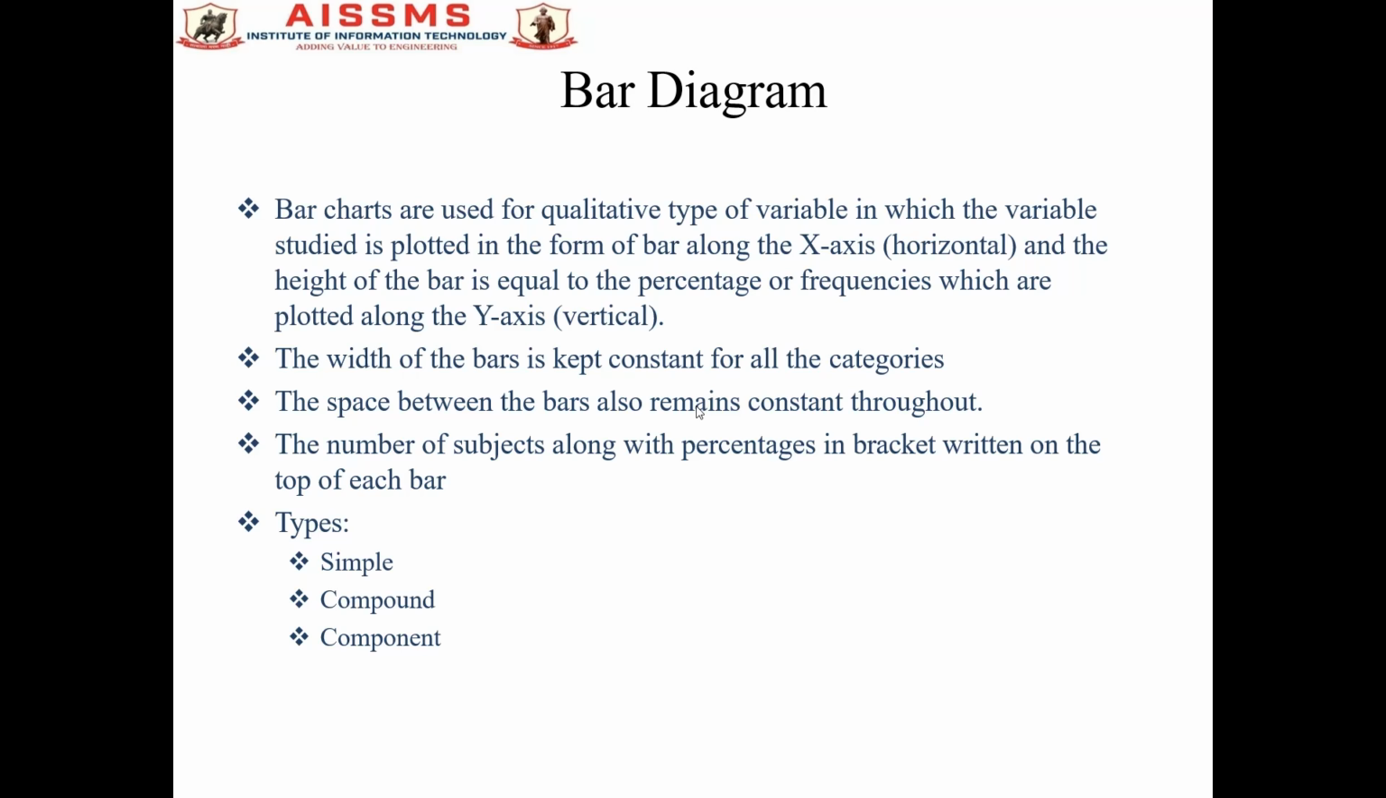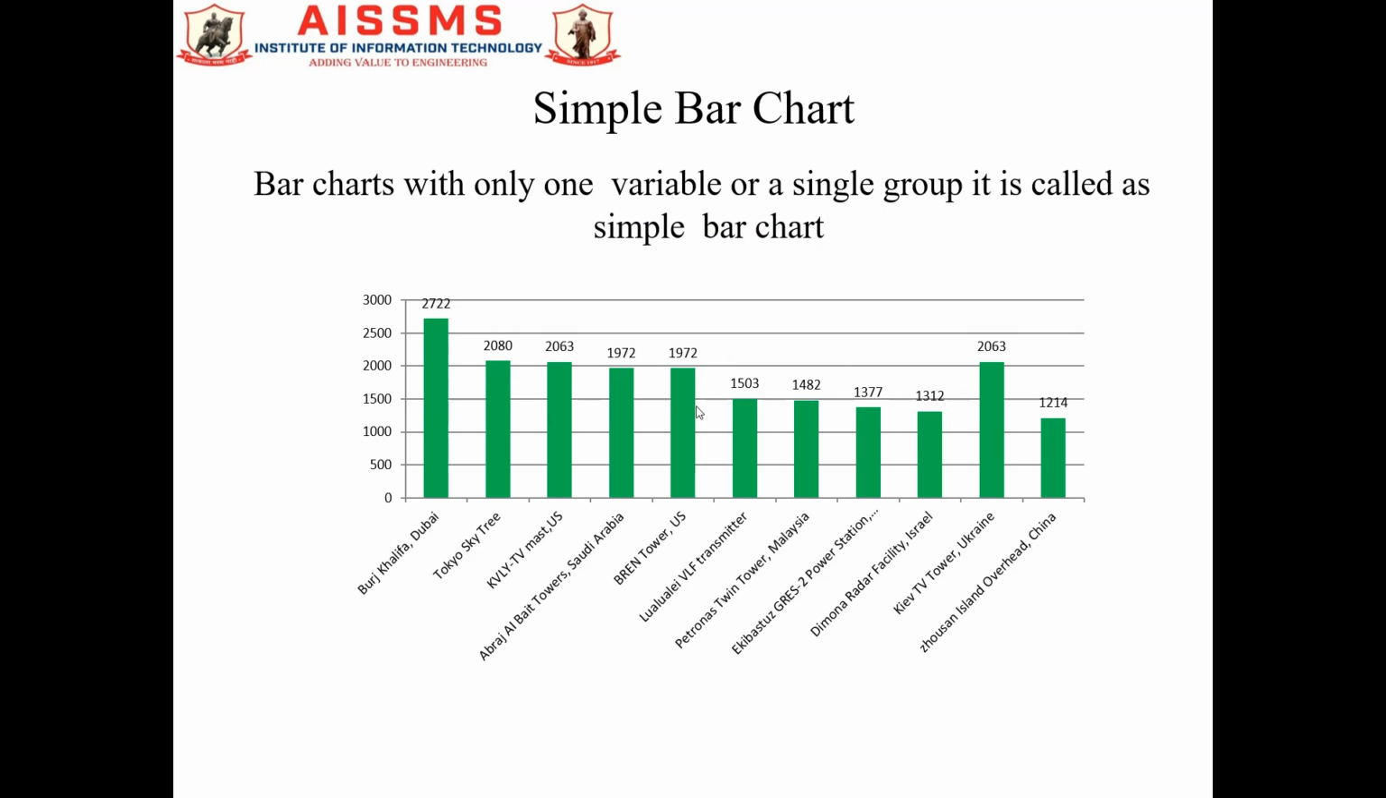There are different types of bar diagram: simple, compound and component. This is a simple bar chart, in which only one variable or a single group is plotted. Now here, just by observing this graph, we can observe the highest building in the world, which is nothing but the Burj Khalifa in Dubai, which is having the height of 2722.